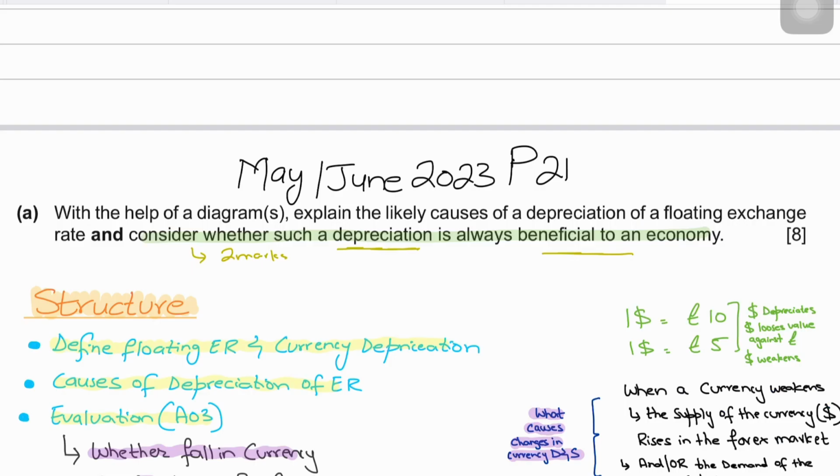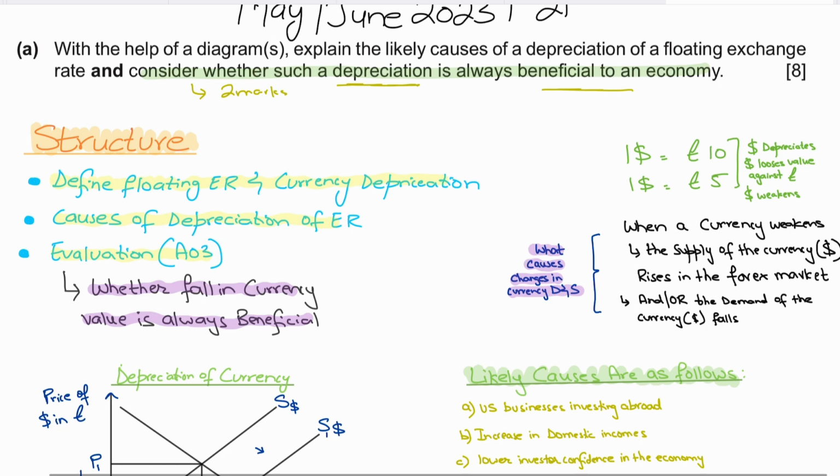Now, guys, the last part of the question says: consider whether such a depreciation is always beneficial to an economy. In this part of the question, the examiner is asking us to evaluate the narrative that depreciation is always beneficial, right? So the narrative established in the question is that depreciation is always beneficial, and we need to evaluate this. We've mentioned the pros and cons of depreciation, so the evaluation over here would involve writing the factors that would determine whether a depreciation is beneficial for a country or not.